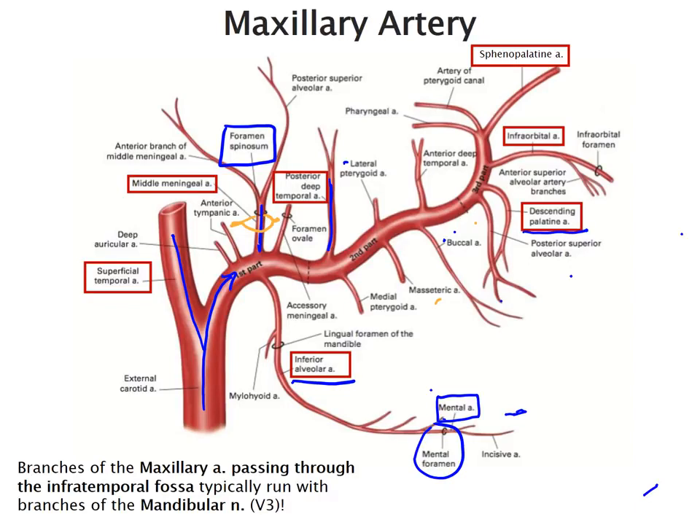This artery descends through the greater palatine canal, and it exits onto the hard palate via the greater palatine foramen. It will supply both the hard palate and the soft palate. The infraorbital artery will course just under the floor of the orbit, and it will exit via the infraorbital foramen onto the face to supply the area of the maxilla. And lastly, the sphenopalatine artery will supply blood to the nasal cavities.